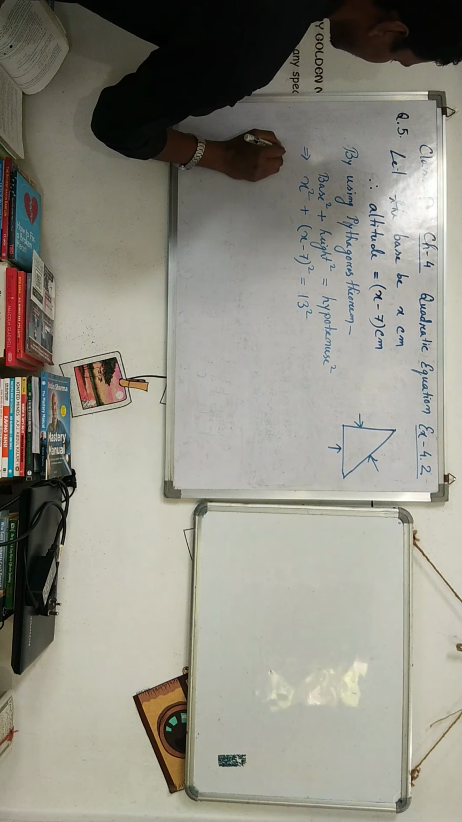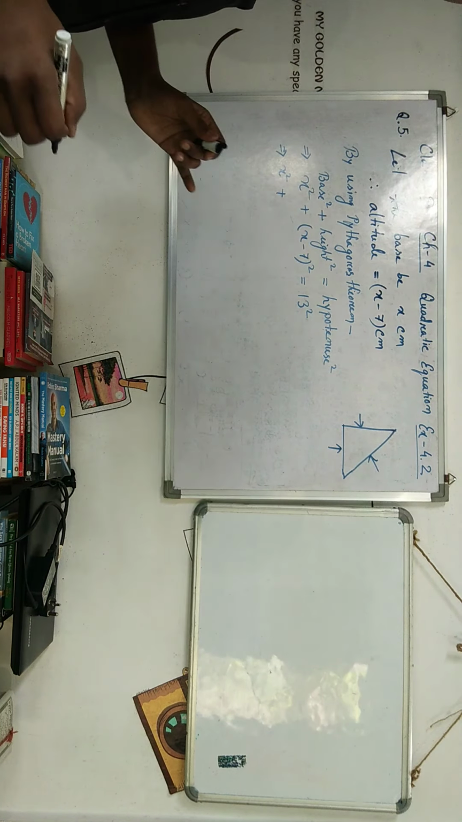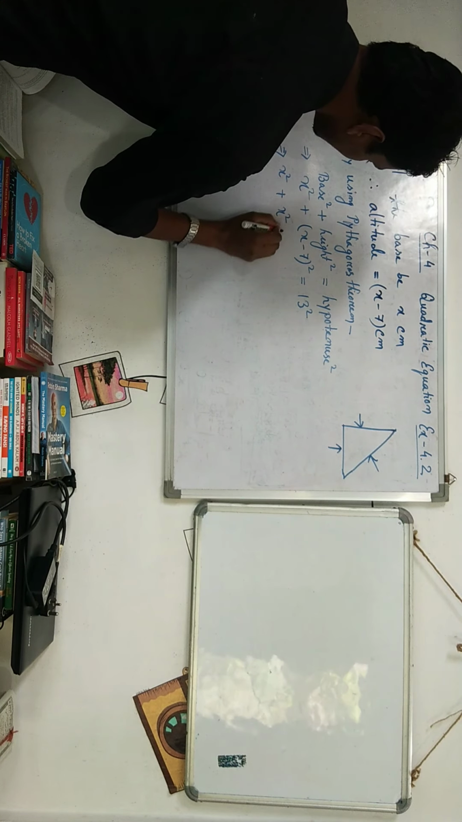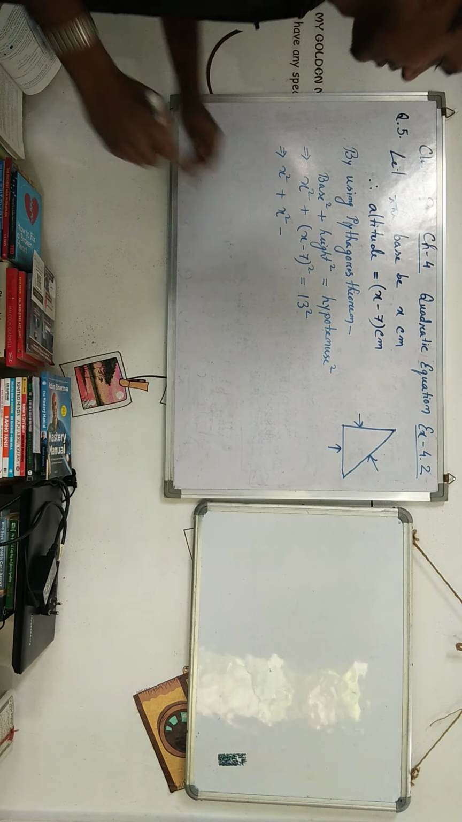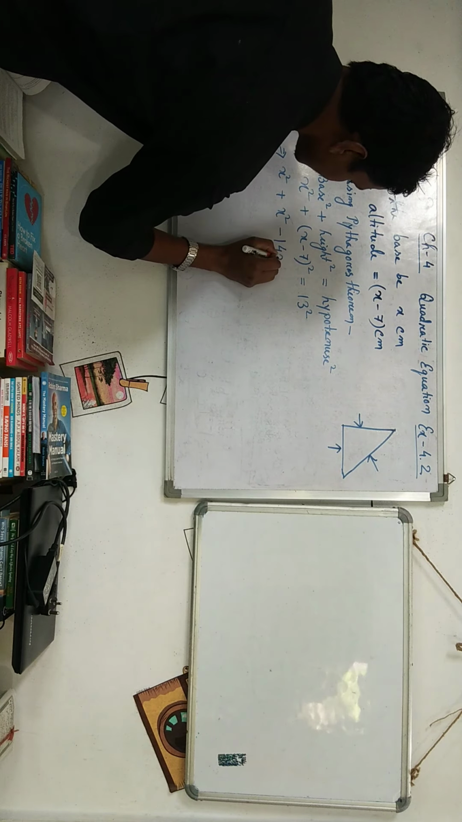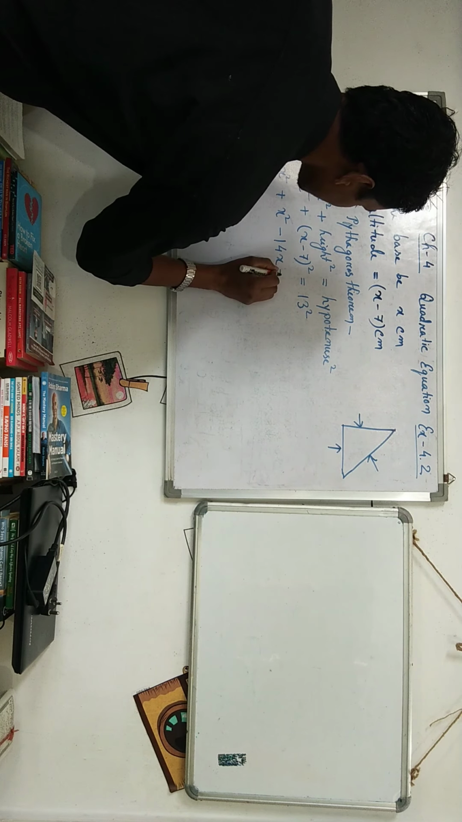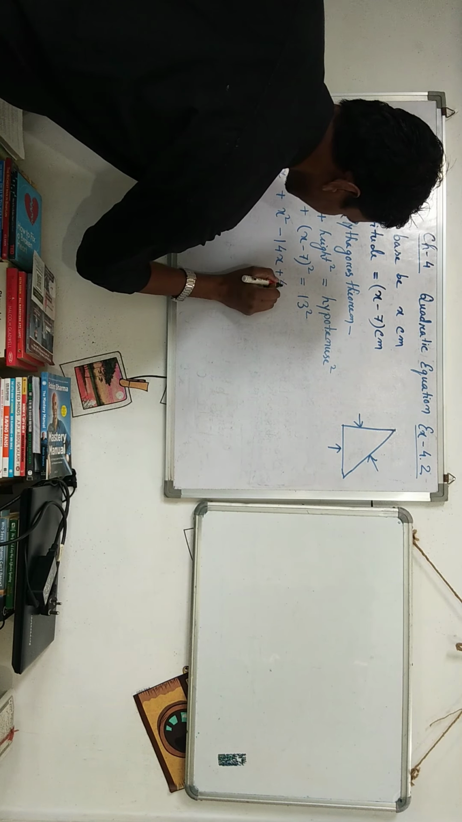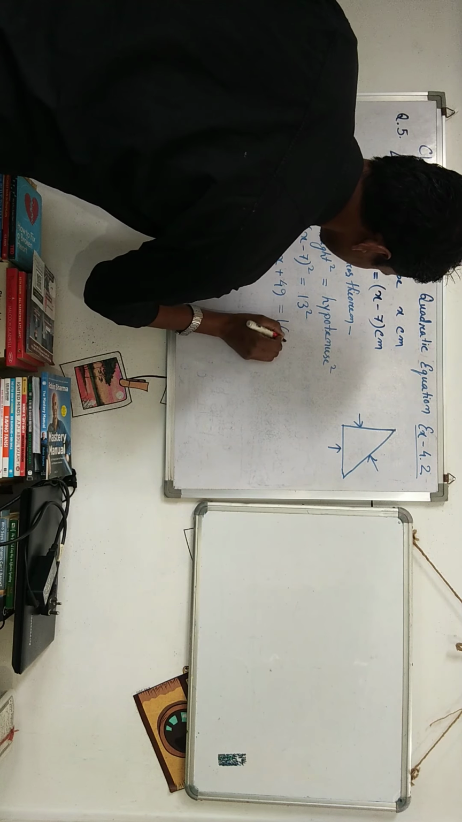Now x square plus x minus 7 whole square, we have to use the identity a minus b whole square. So it will be x square minus 2 into x into 7, that will be 14x, plus b square. B square means 7 square, that will be 49. This is equal to 13 square, it will be 169.